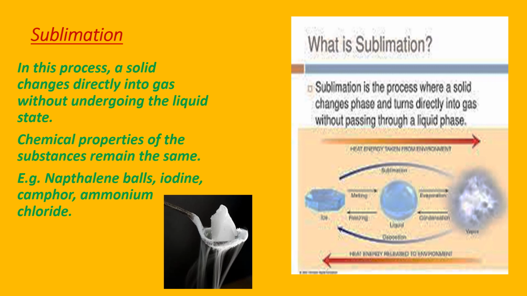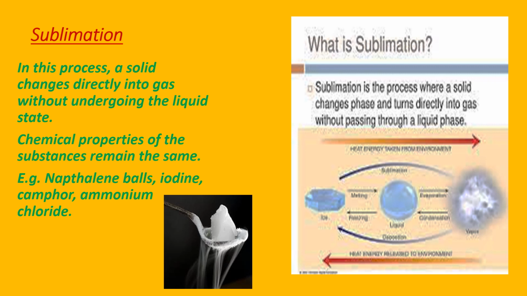For example, naphthalene balls, which you must have seen in your homes. These naphthalene balls keep on reducing in size, and after some time they vanish because they undergo the process of sublimation. The chemical properties of the substance remain the same because it is a physical change. Other examples are iodine, camphor and ammonium chloride. These are all examples of substances that are sublimable in nature.